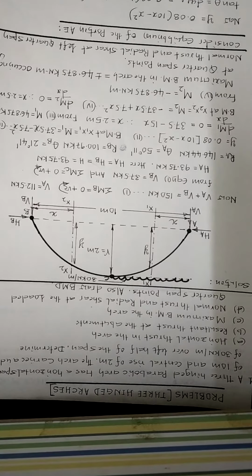A three-hinged parabolic arch has a horizontal span of 10 meter and central rise of 2 meter. The arch carries a UDL of 30 kN per meter over left half of the span. Determine A. Horizontal thrust in the arch, B. Resultant thrust at the abutments, C. Maximum bending moment in the arch, D. Normal thrust and radial shear at loaded quarter span points. Also draw bending moment diagram.